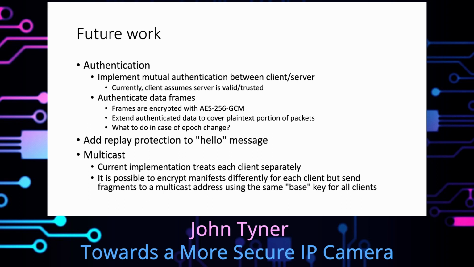Finally, multicast is another feature that can be added to reduce the load on the camera device. Currently, each new client is treated separately by the camera. Therefore, the camera would have to encrypt each frame separately for each connected client. However, there's no reason that the current manifest couldn't be separately encrypted for each client, with each manifest containing the same unique values. This would allow the manifest to be different per client, while allowing all clients to decrypt the same fragments. The fragments could be duplicated to each client, or they could be sent to a multicast address to save on network bandwidth.